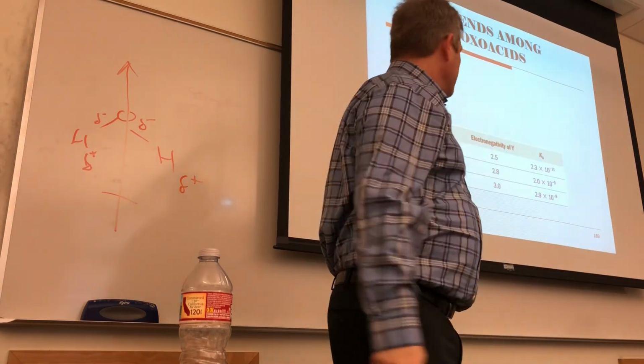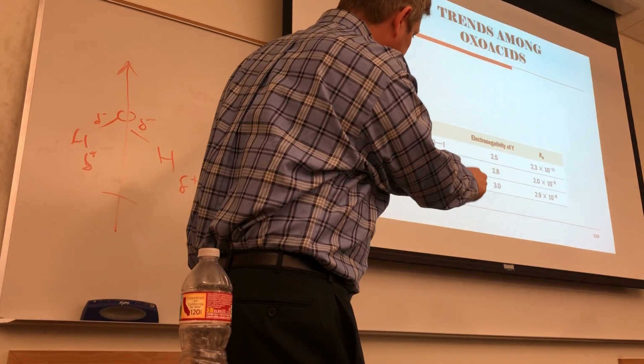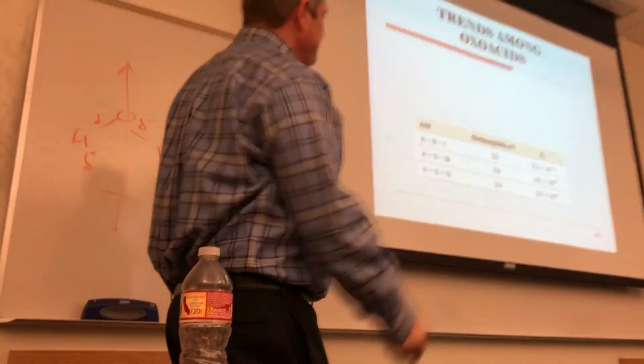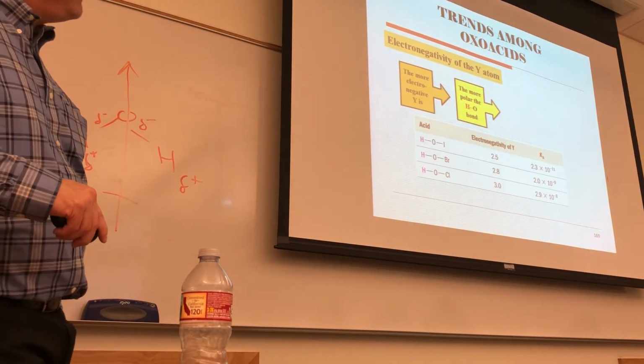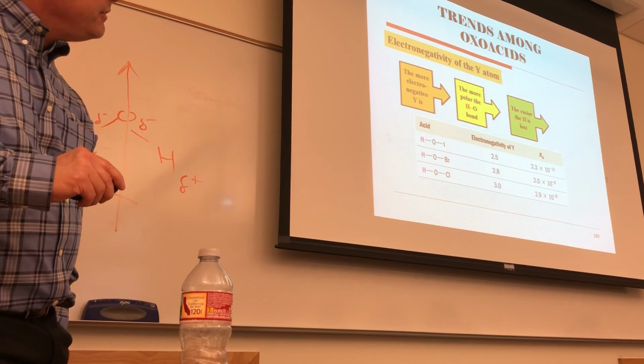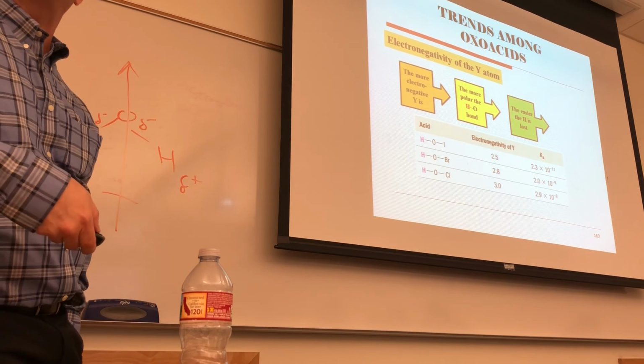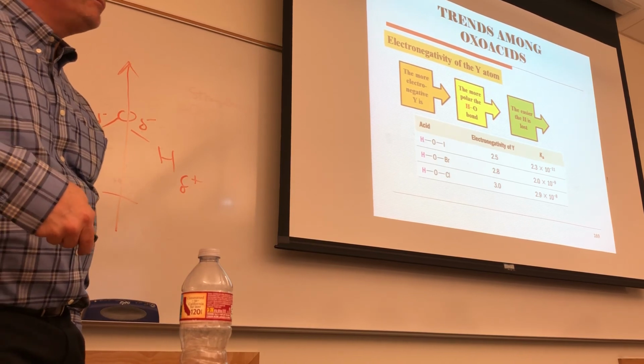You said the O is the Y? No, the Y is this here. Gotcha. Right? And then it's connected to the acid. Okay, so that's how the electronegativity plays a role. The more electronegative the Y, the I, Br, Cl in this case, the more polar the H-O bond, and therefore the easier the H plus is lost, the stronger the acid. That's all it's saying.